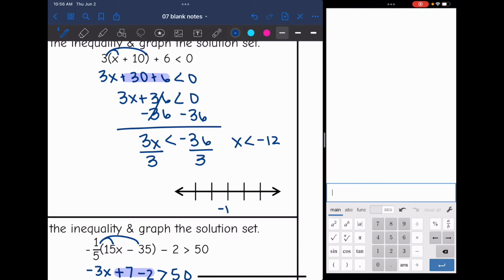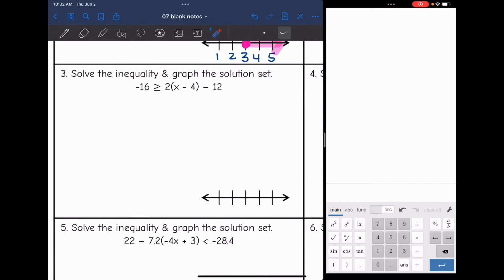So I get negative 12 in the middle there, negative 13 and negative 14 right below it, and negative 11 and negative 10 right above it. And that'll be an open circle on negative 12 since it's just less than, and the numbers that are less than negative 12 are negative 13 and negative 14. So I'm going to shade towards that direction.